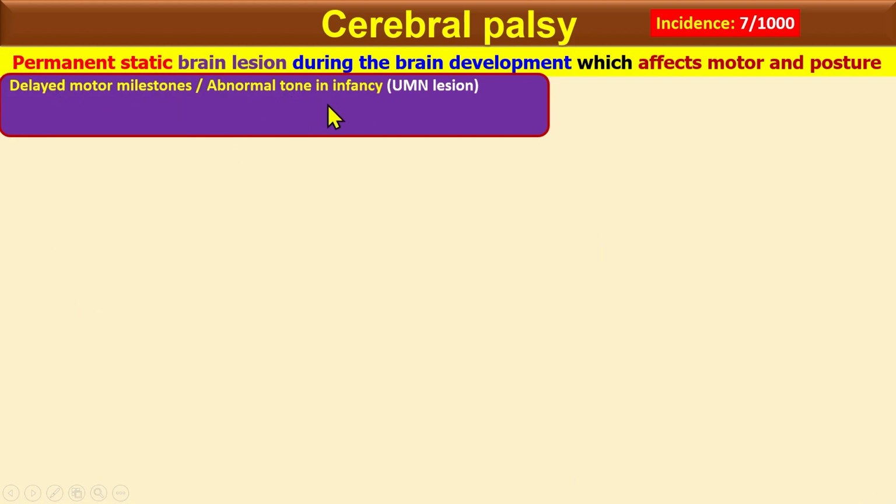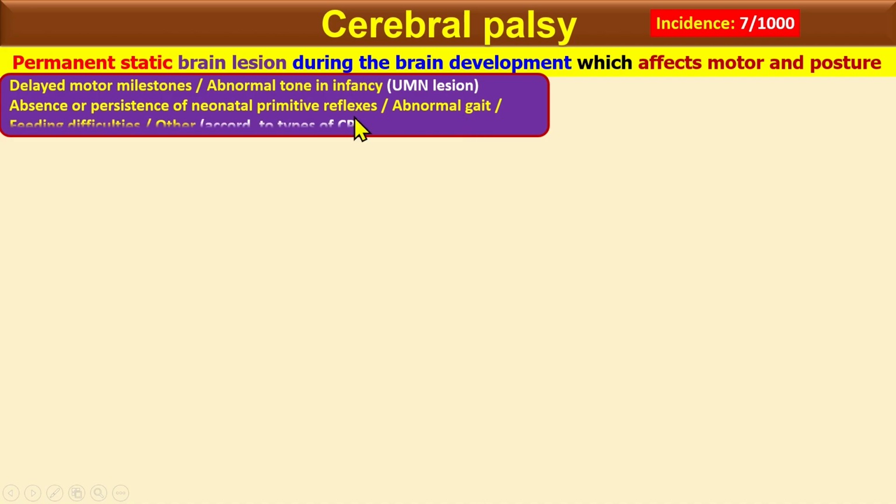And the presentation, where you see the delayed motor milestones and the abnormal tone in infancy, meaning due to upper motor neuron lesion, and the absence or persistence of the neonatal primitive reflexes, because there is an age for the neonatal primitive reflexes. After that, they subside. But in the cerebral palsy, sometimes some reflexes are absent, or some persist for a longer period. And you see the abnormal gait in the cerebral lesions, and there is feeding difficulty, and others depend upon the type of the cerebral palsy.